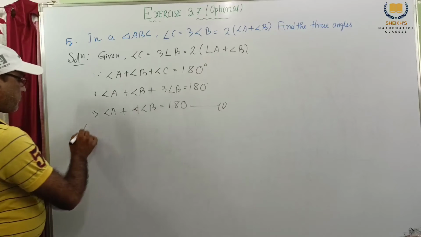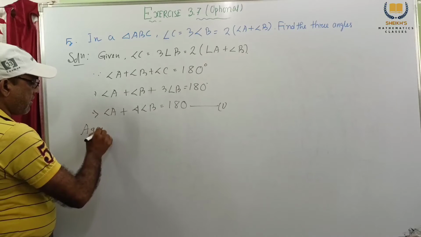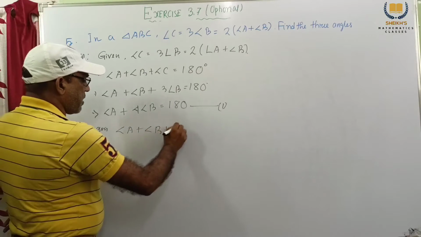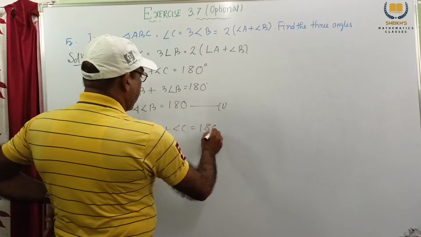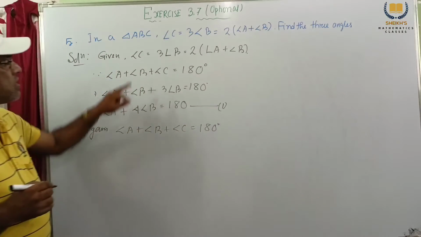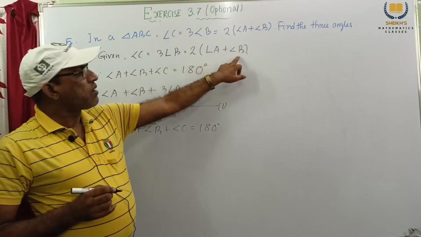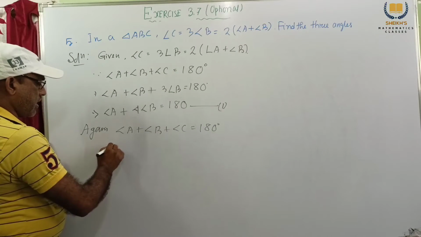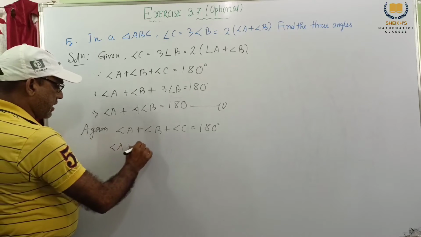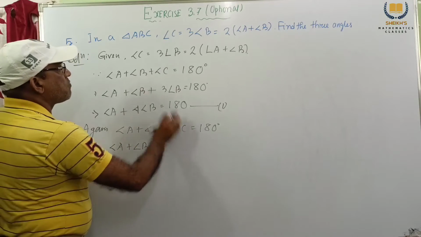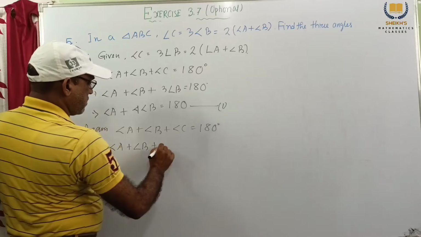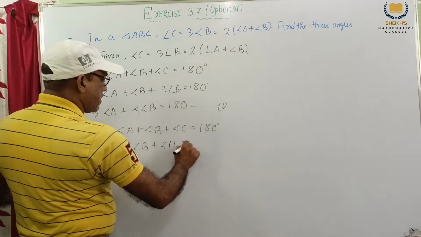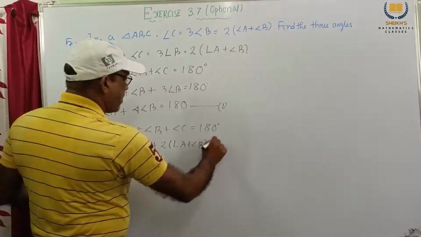Again, angle A plus B plus C equal to 180. Again, we rewrite this. C equal to 2 times of angle A plus angle B. Again, putting the value of C, angle A plus angle B and value of C, 2 times of angle A plus angle B equal to 180.